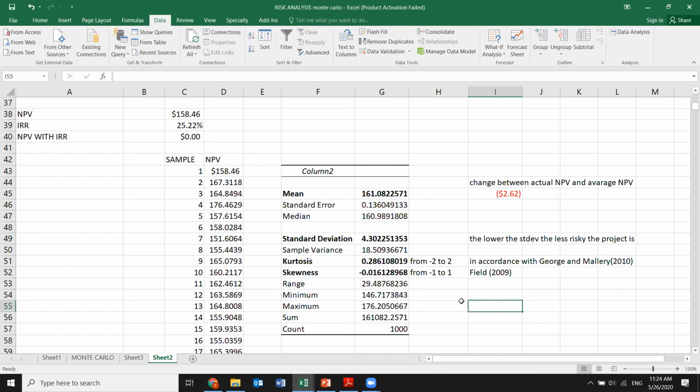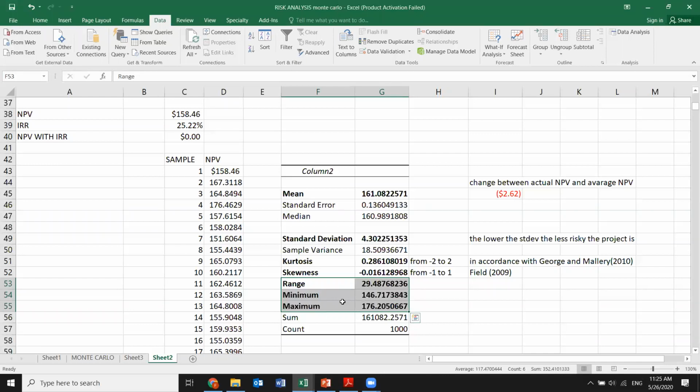And then we go for the range and the minimum. This is what we are interested in. The range as well shows by how much it deviates. On average, the range between this average and each value deviates by 29, so it's not a big deal, okay? The range goes from the lowest NPV to the highest NPV. The minimum is 146 and the maximum is 176.